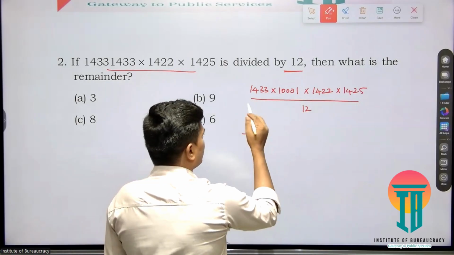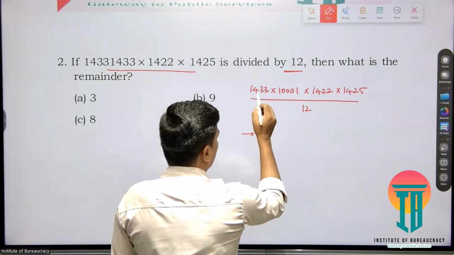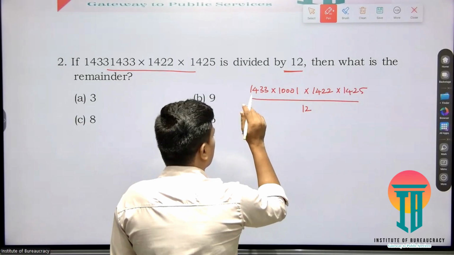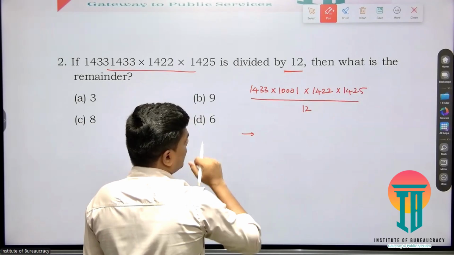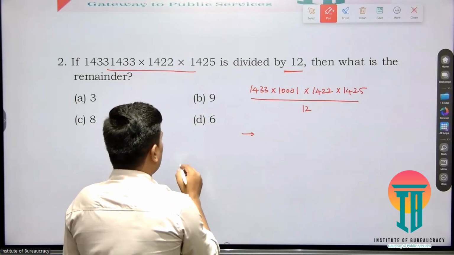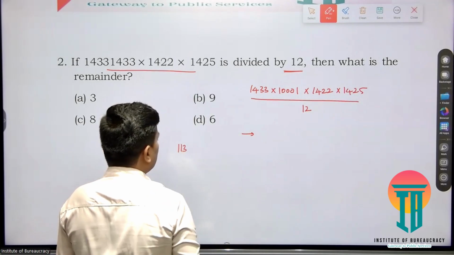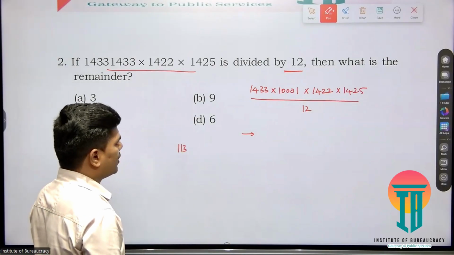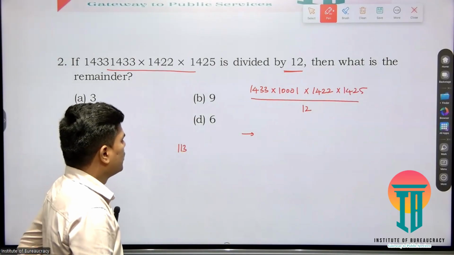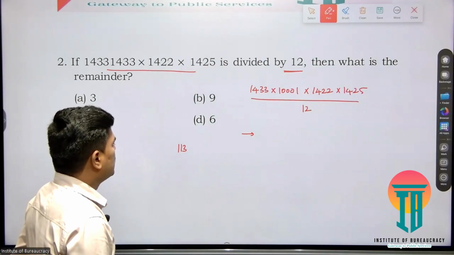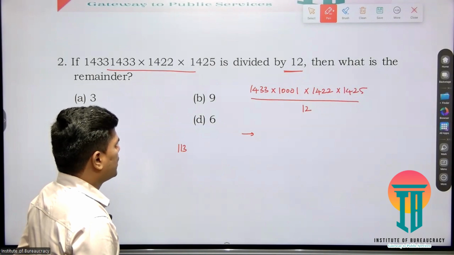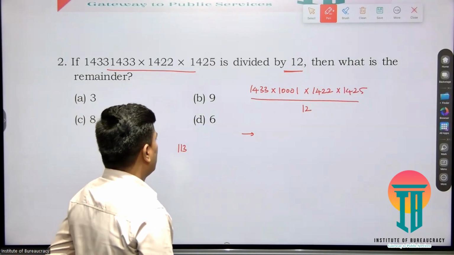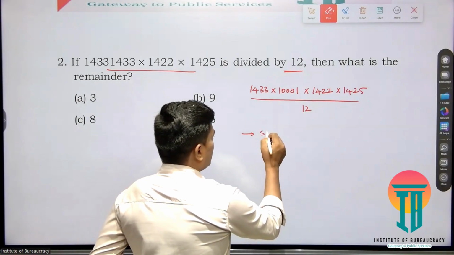So 1433. 14, one time, carry over is 2, 23 one time, then carry over is 10, 11. 11 means it's going to be 133. 133 means it is 10 times 120. So if you remove 12, it is going to be 108, 9 times. So 5 is going to be the remainder here.